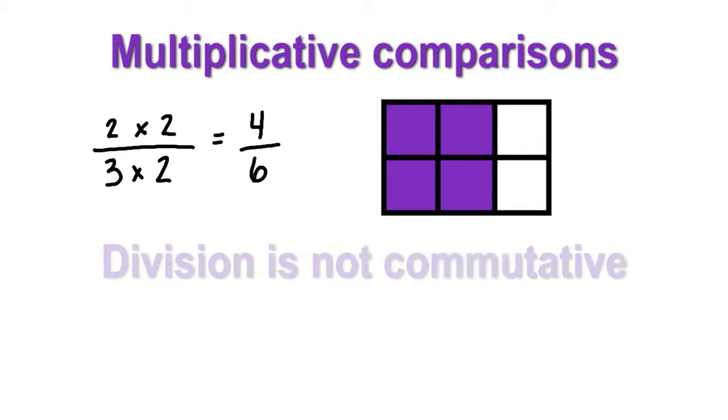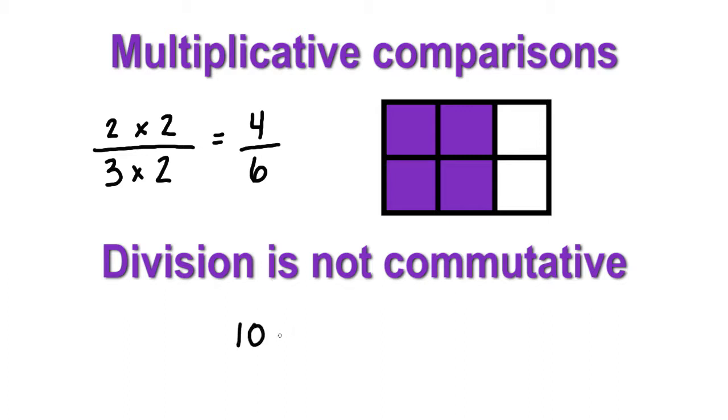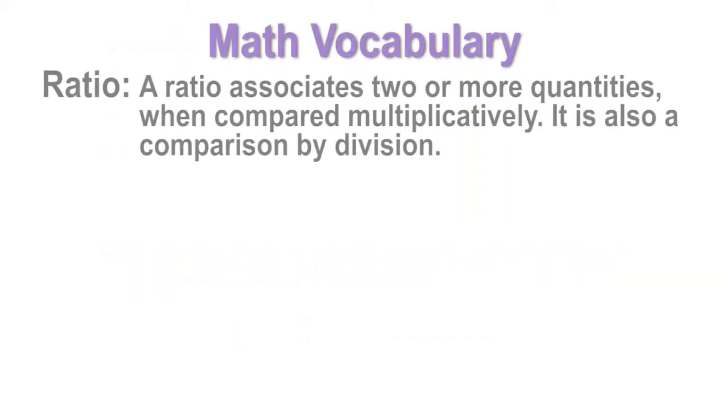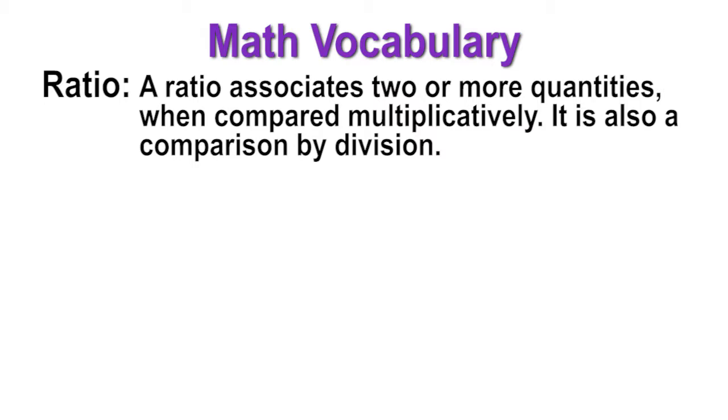Students have also learned that division is not commutative. 10 divided by 5 is not the same as 5 divided by 10. Let's move on to the new concepts and skills in this chapter. Let's start by discussing what a ratio is.